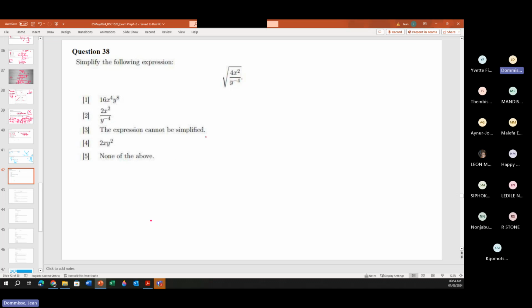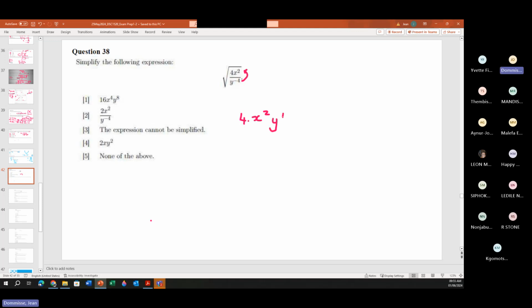Okay, so let's check what we can do. So I first would want to rewrite that a bit. So there's the 4x to the power of 2. We can take the y to the power of minus 4 to the top.